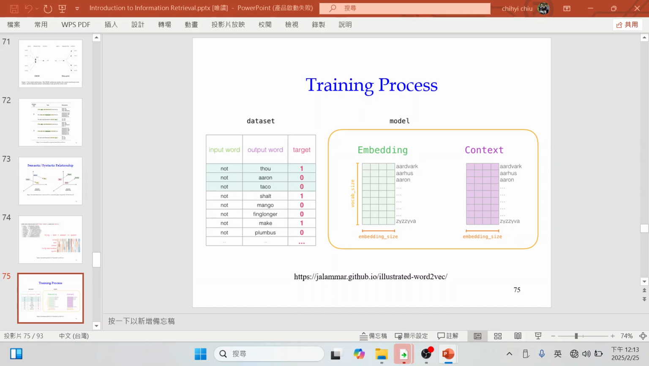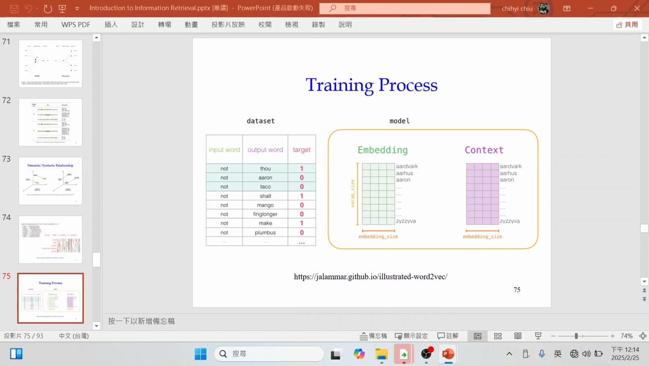Okay, here is the training process. Given your training data set here, I have input words and output words. All these are from your skip-grams. In your skip-grams, we have an anchor and the surrounding word, like this. So you have input word and output words, and I give the target. Target means if these pairs appear in the skip-grams, I will give the label 1. Otherwise, the label will be 0. So this is our training data set.